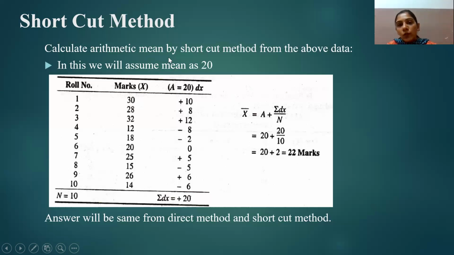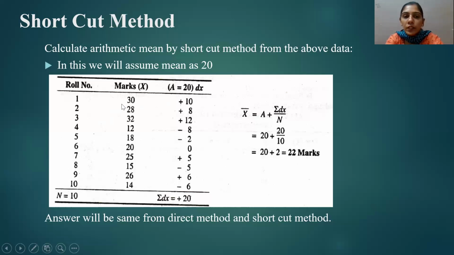For this particular question, we have already taken an assumed mean of 20. Now we have to calculate the value of dx. How will we calculate this value of dx? Simply, we have to subtract this assumed mean, the value of 20, from all these values of x.